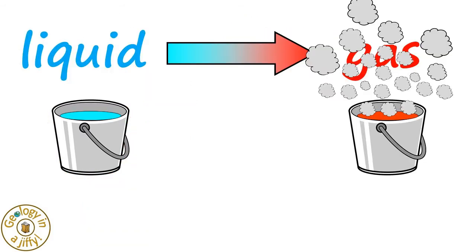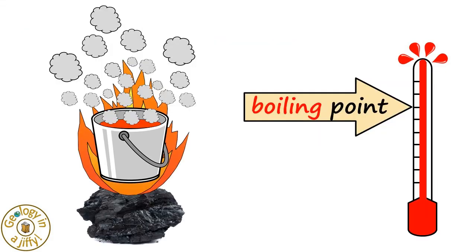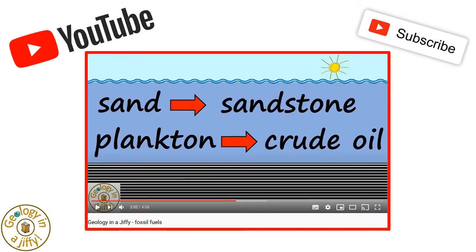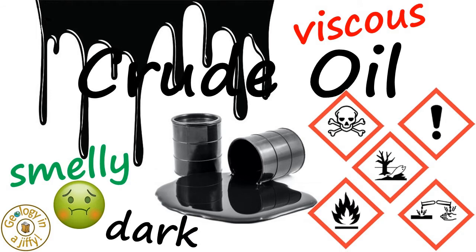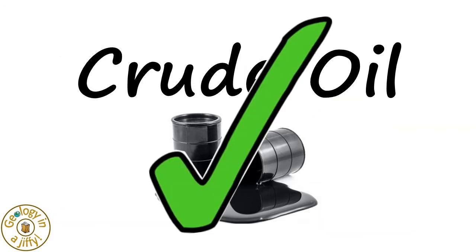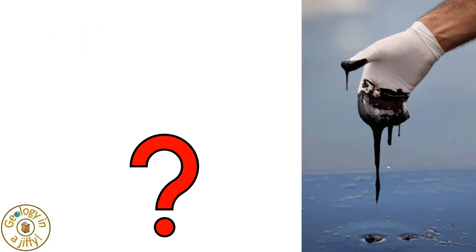A liquid changes to a gas by the process of evaporation, which we know can happen at a specific boiling point for a liquid. From our Geology in a Jiffy video about fossil fuels, we know that crude oil is a very viscous, dark-coloured, smelly and quite dangerous chemical, but it is probably the most important chemical we have because from it we get these important chemicals and products. But how is it that this disgusting chemical can be so useful?